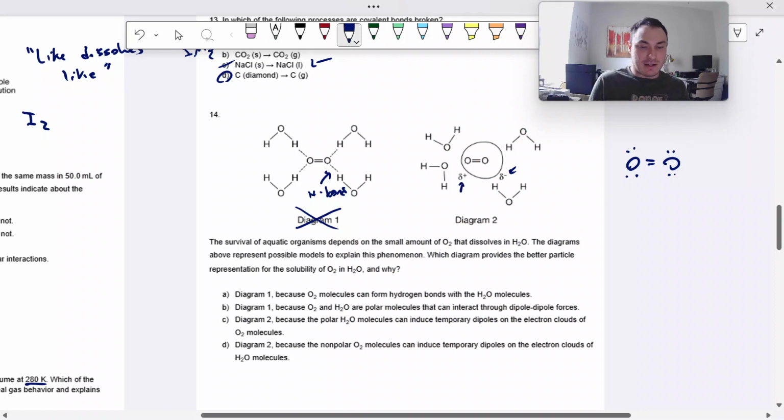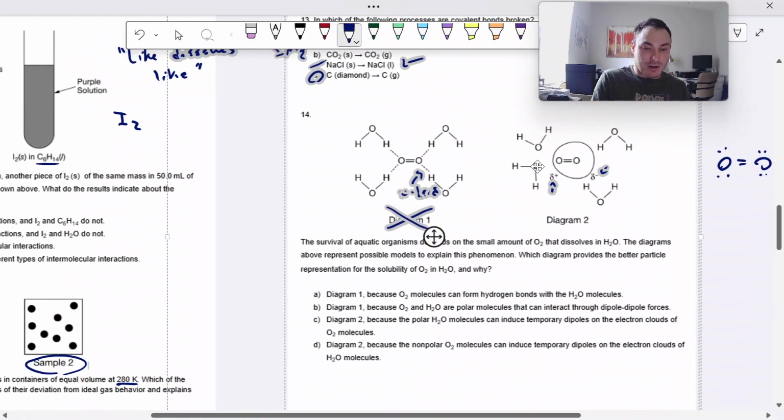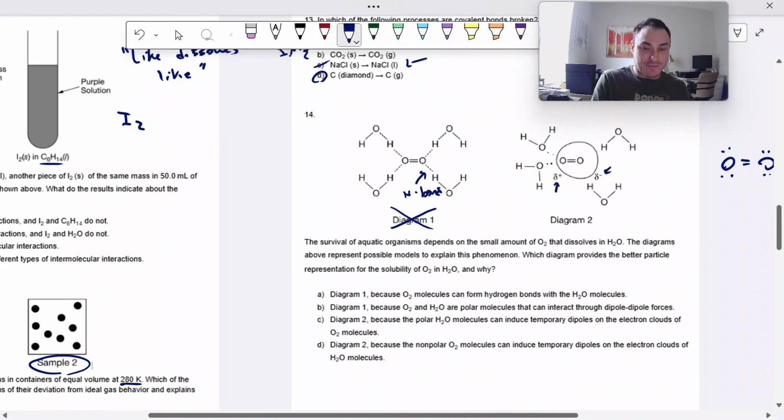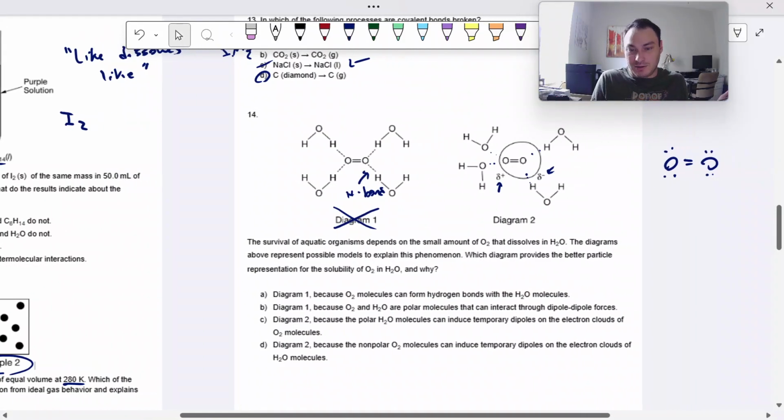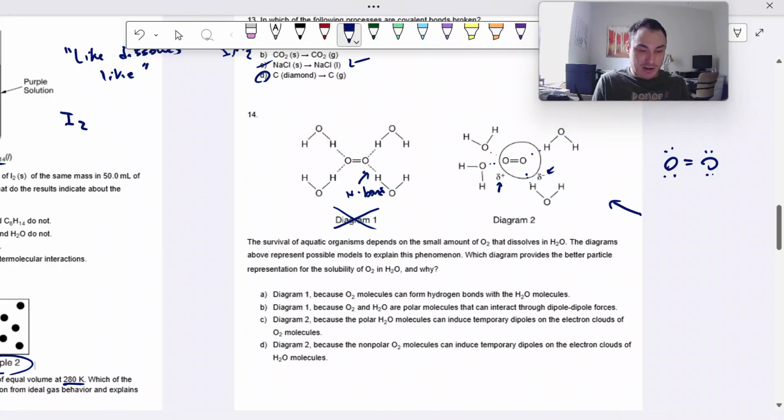and a positive end for this oxygen molecule, and the oxygens are attracted to the positive end. The hydrogens are attracted to the negative end, just like we would normally draw waters around a positive ion or a negative ion. This looks like a London dispersion force. So it's diagram 2. Because the polar H2O molecules can induce temporary dipoles on the electron clouds of the O2 molecules. The answer there is C.